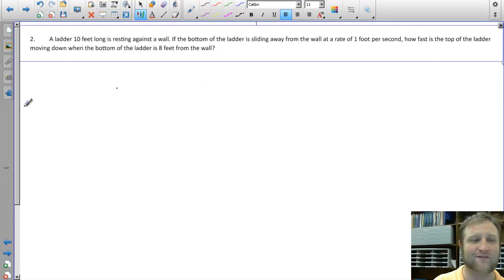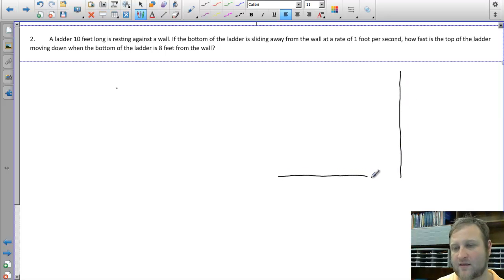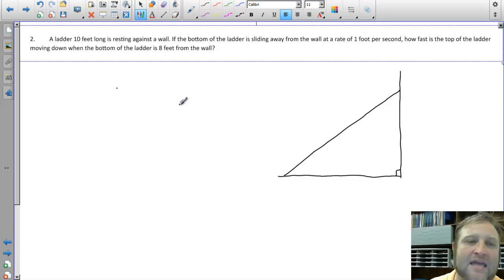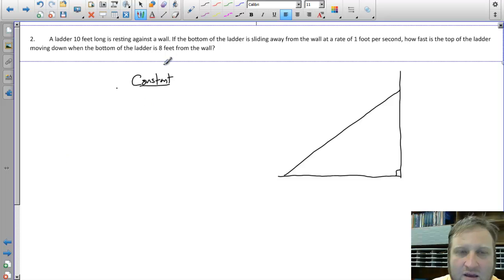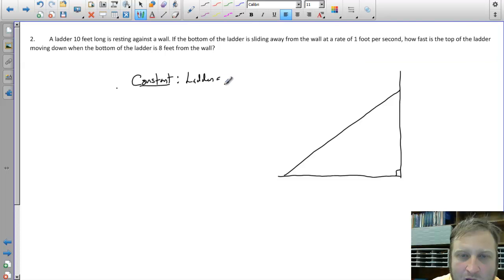But let's go ahead and first start off with our picture. I'm going to assume that the wall is creating a 90-degree angle with the ground, and I'm going to have a ladder that is resting against the wall like such. And one thing I always like to identify are values that are constant. If we think about this, it says a ladder is 10 feet long. I think that we can safely assume that the ladder's length is going to be a constant value of 10 feet. That is not going to change. That ladder is not going to get any longer or shorter.